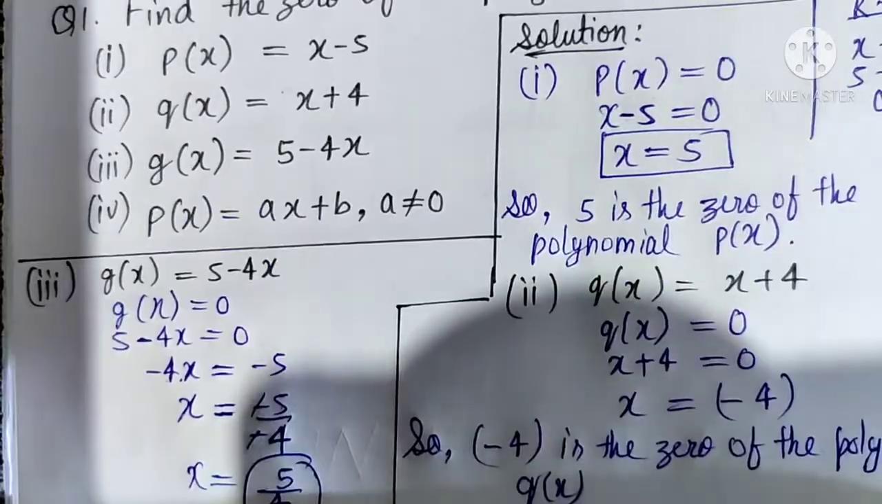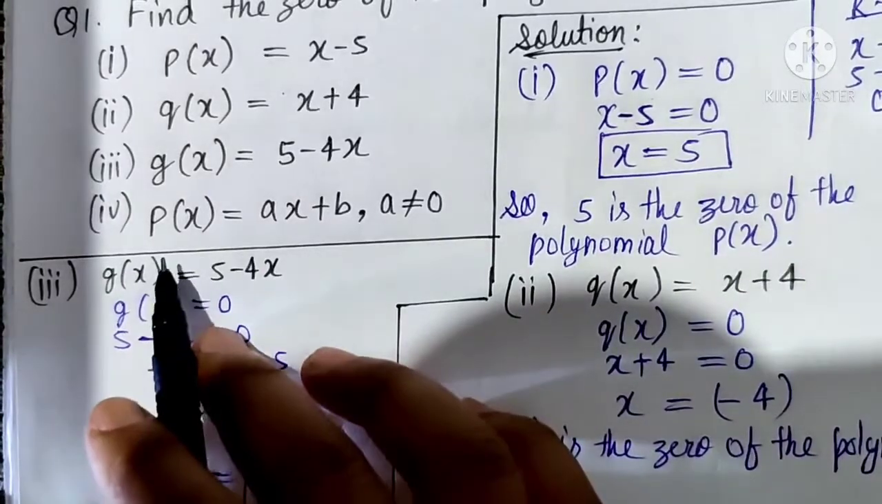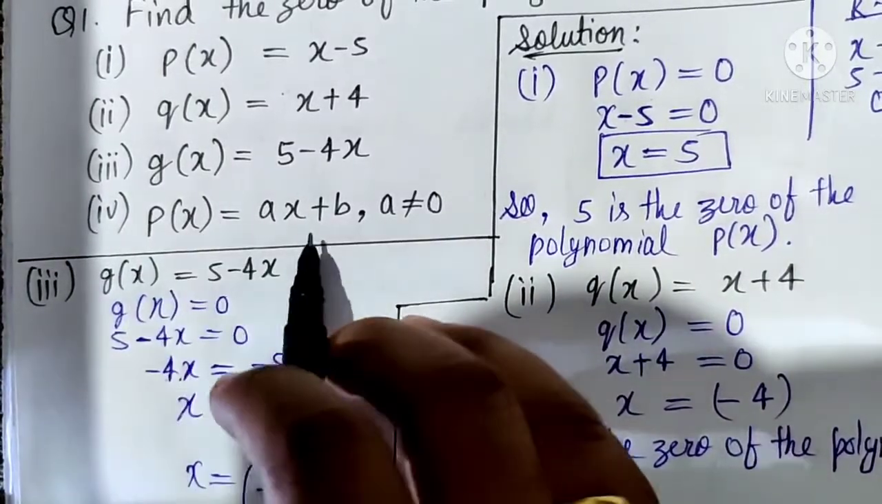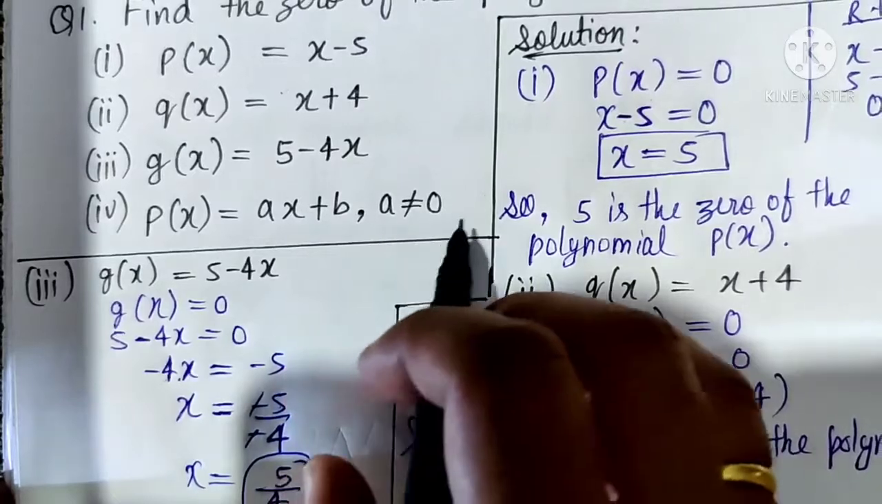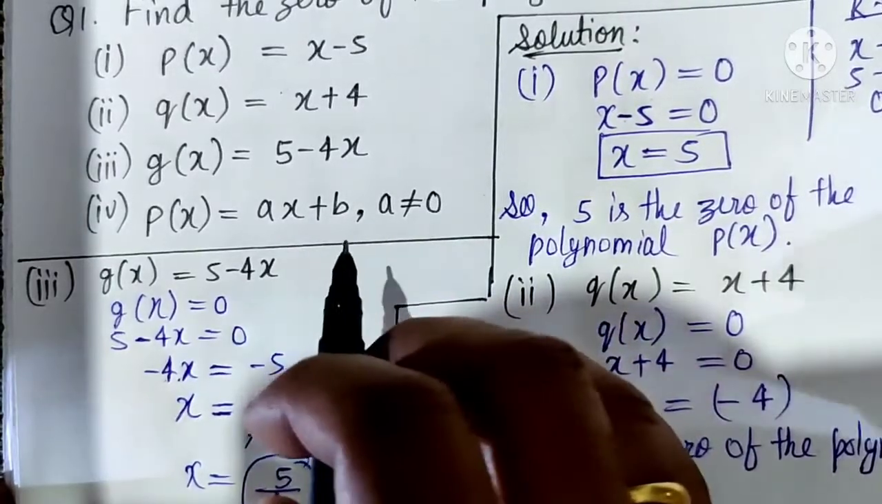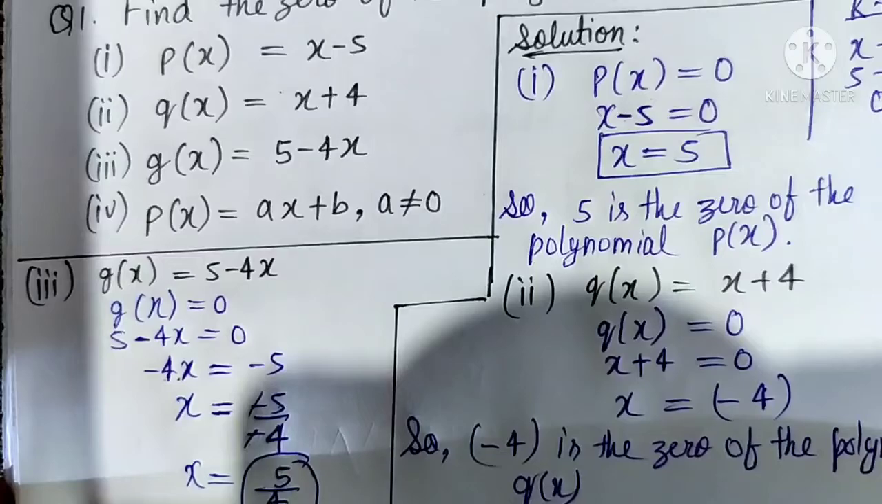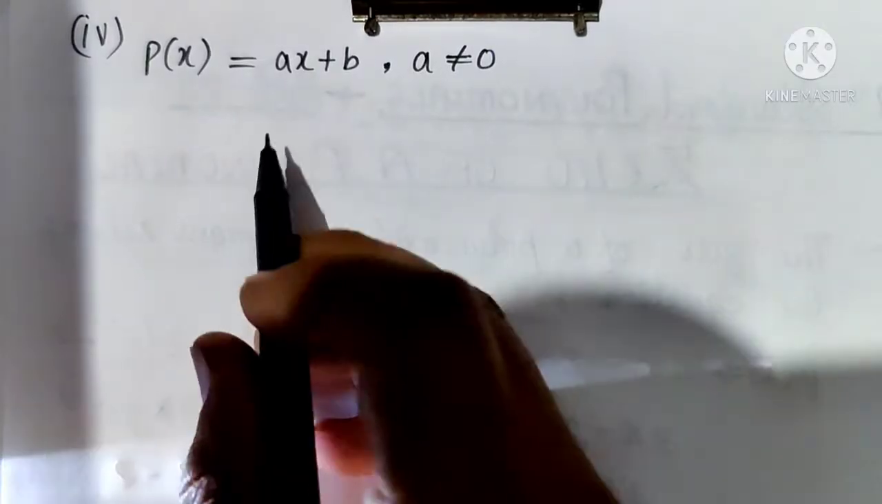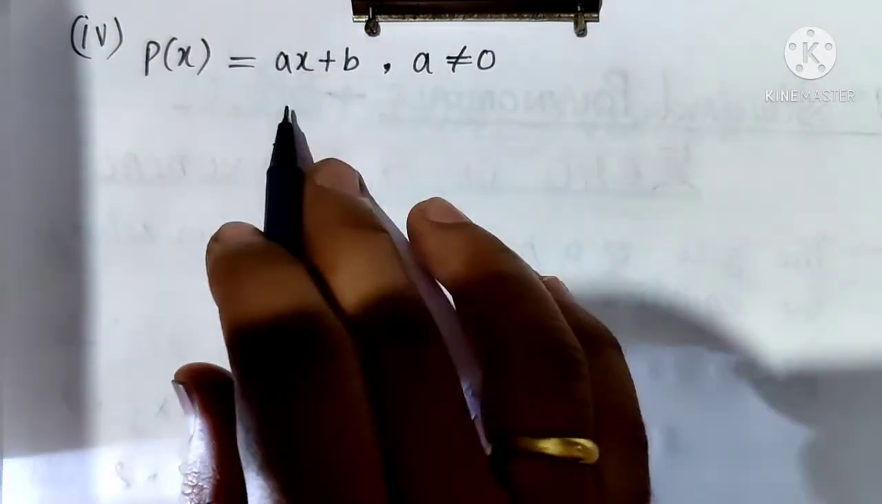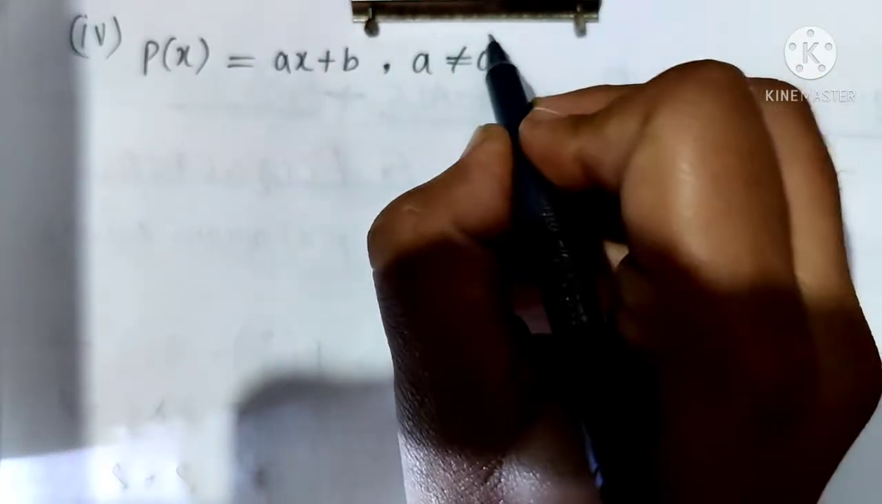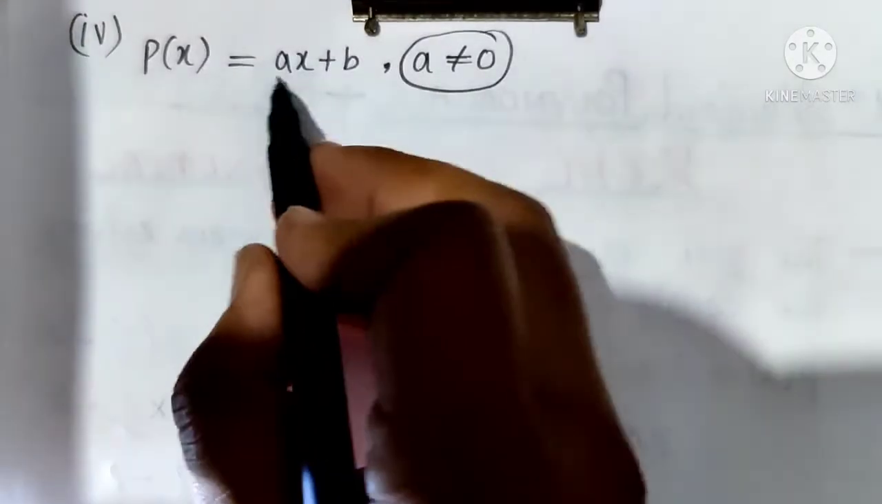Now let's solve the last part, where it says p(x) equals ax plus b and a is not equal to 0. How will we solve this part? It's also very easy. This is your fourth part, which I have written here. Now we will solve it. Don't be confused by this term. They are saying a is not equal to 0. Okay, no problem. We will pay attention to this term only, ax plus b.